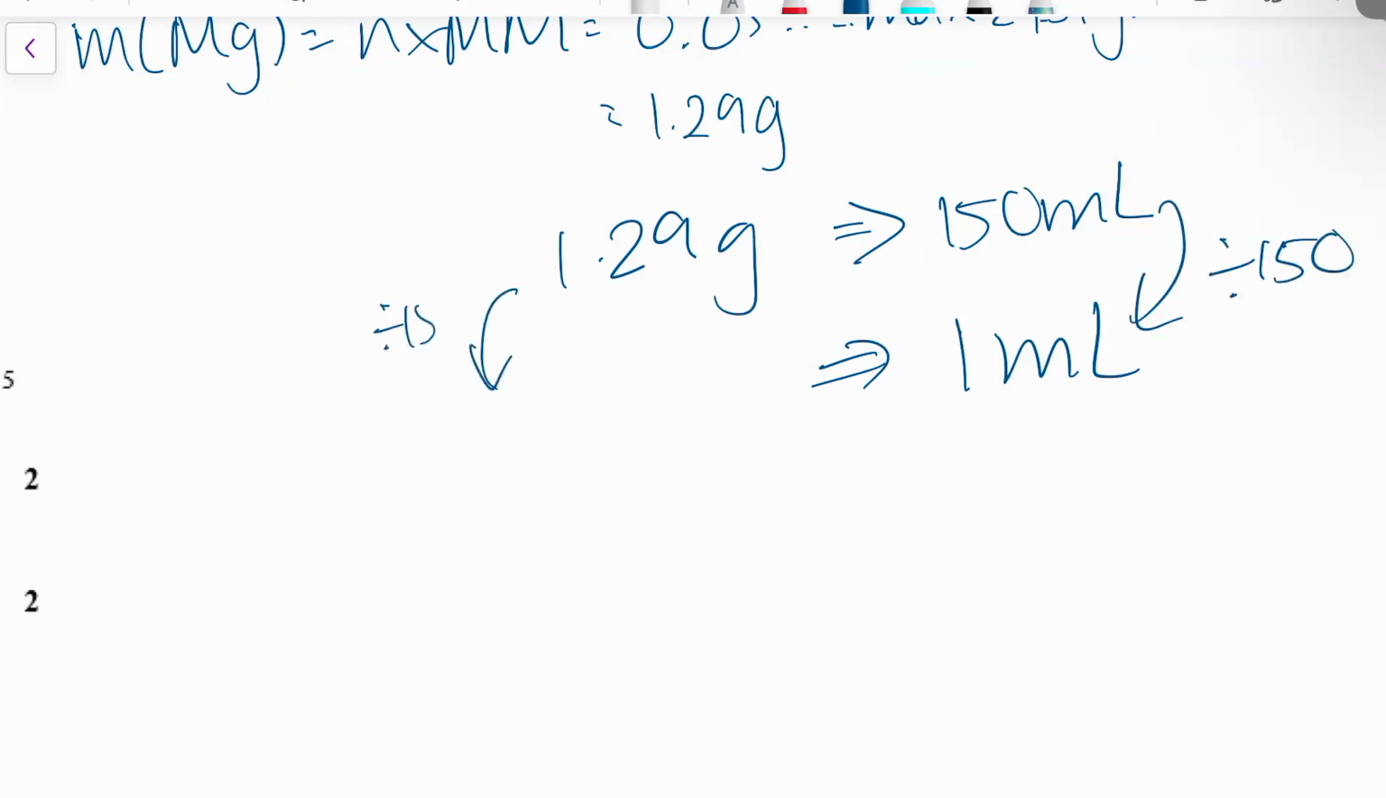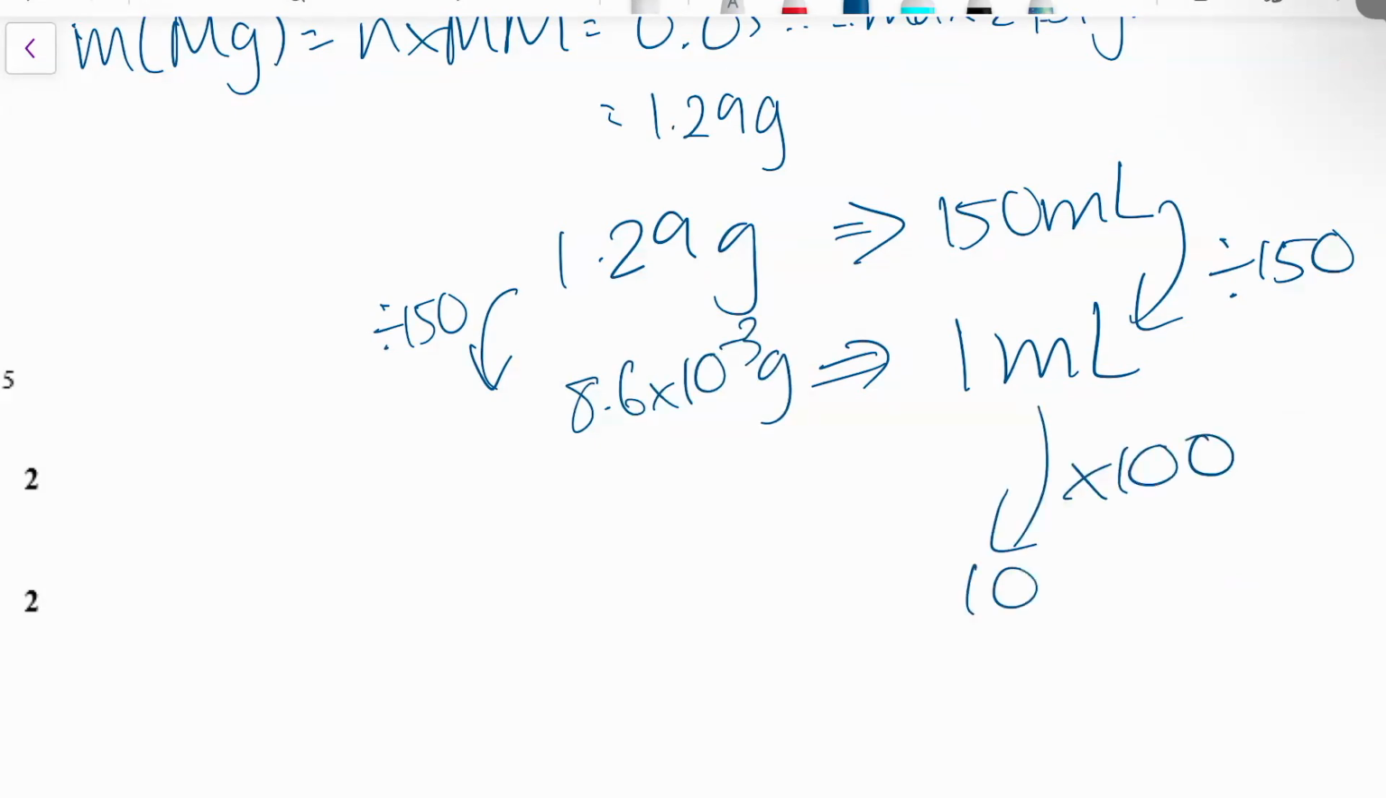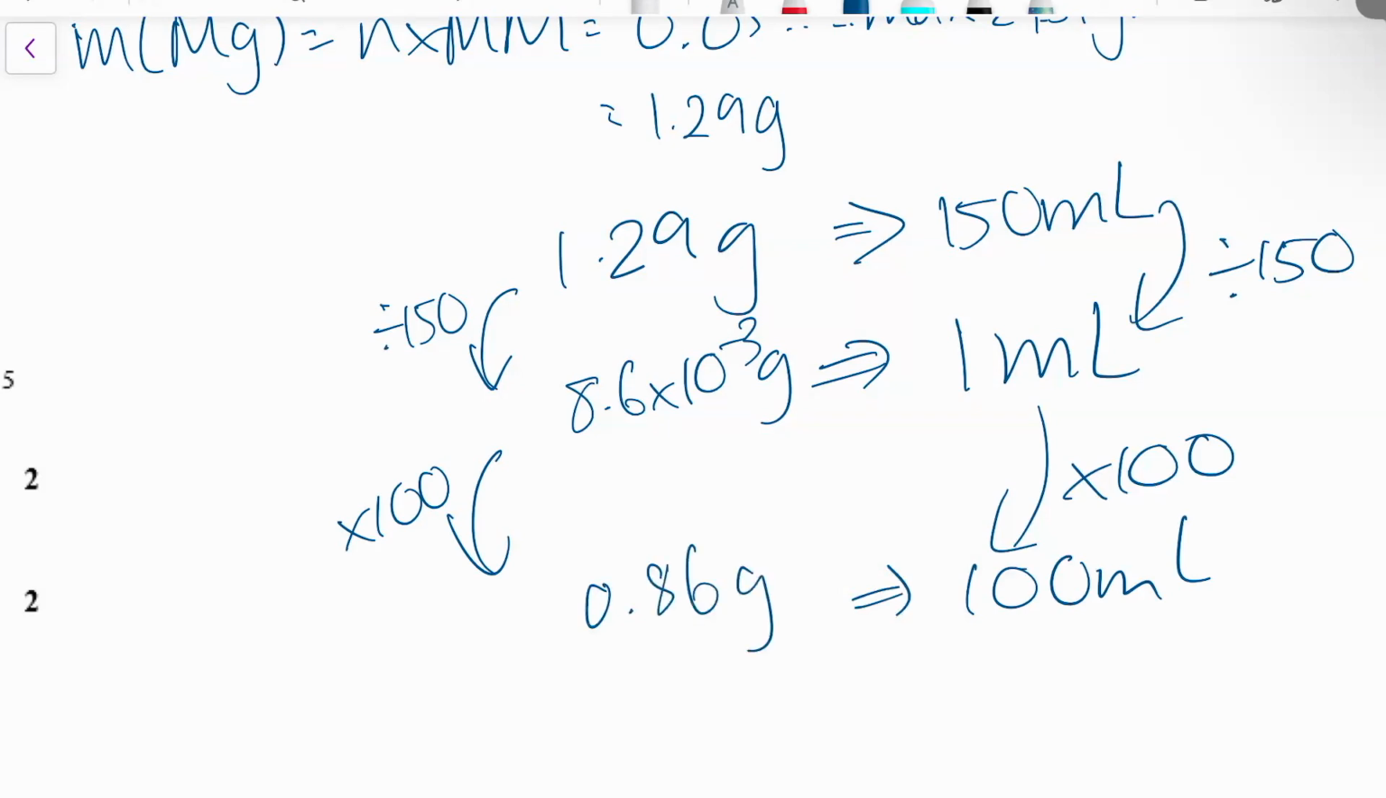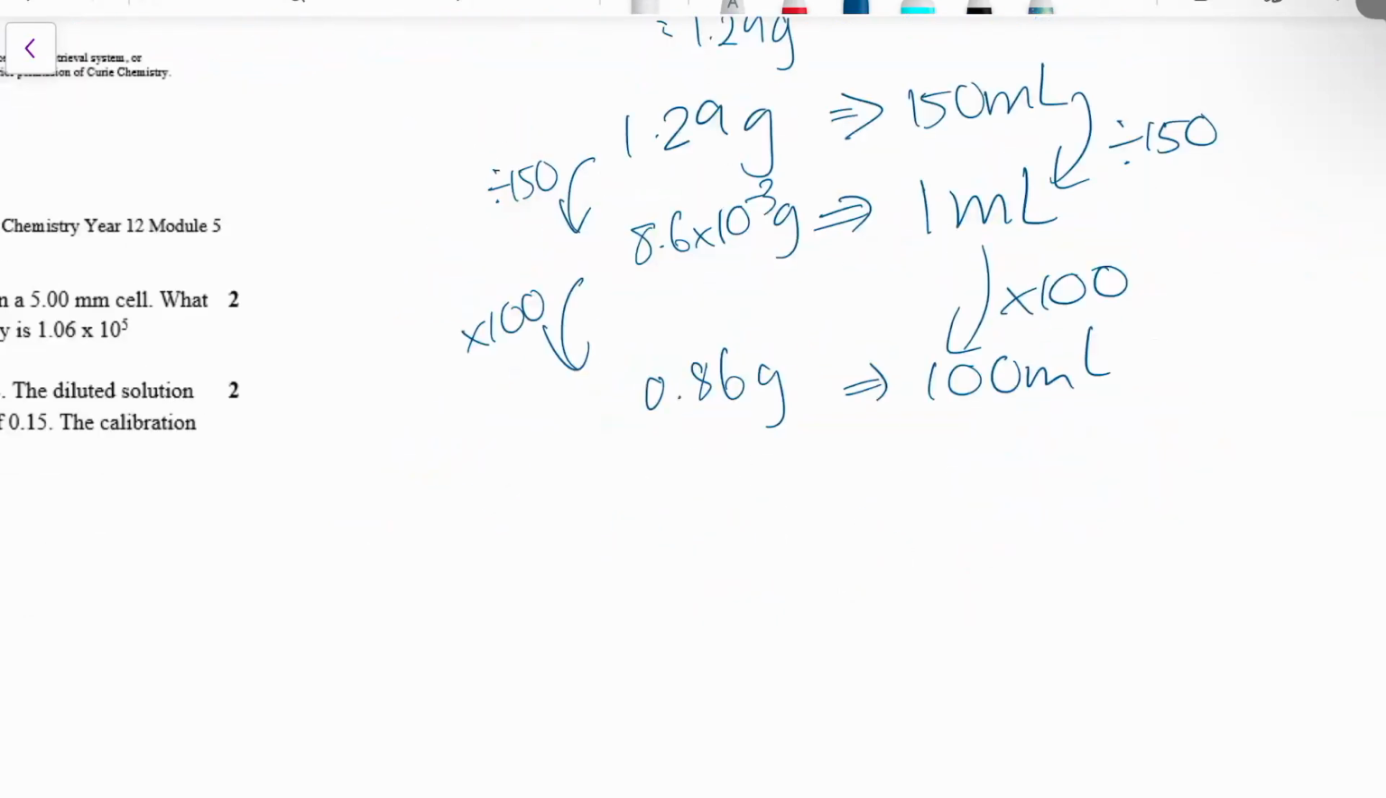So how many grams per mil? That is 8.6 times 10 to the minus 3 grams. And then I'll scale back up to 100 mils, so I'll times 100 to get 100 mils. And then I'll do the same thing with my mass, and that's 0.86 grams. Because I have it per 100 mil, when I put it back in the fraction, I will not sub it in the calculator. My answer is 0.86 grams per 100 mil.